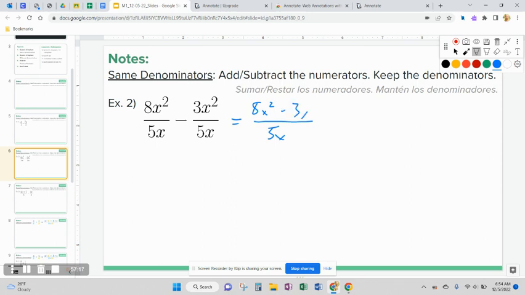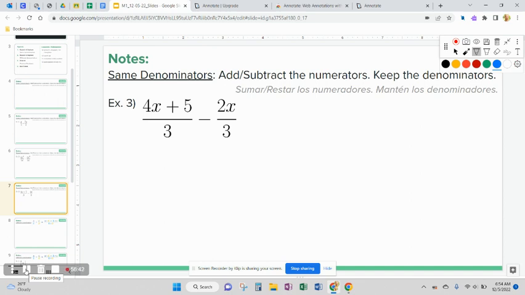8x squared minus 3x squared over 5x. That will give us 5x squared over 5x. And then if we want to rewrite this in lowest terms at the end, we can expand it out and cancel 5 times x over 5 times x. Which gives us, cross out the 5's, cross out a pair of x's. We're just left with x up top, which means that our final answer is simply x.